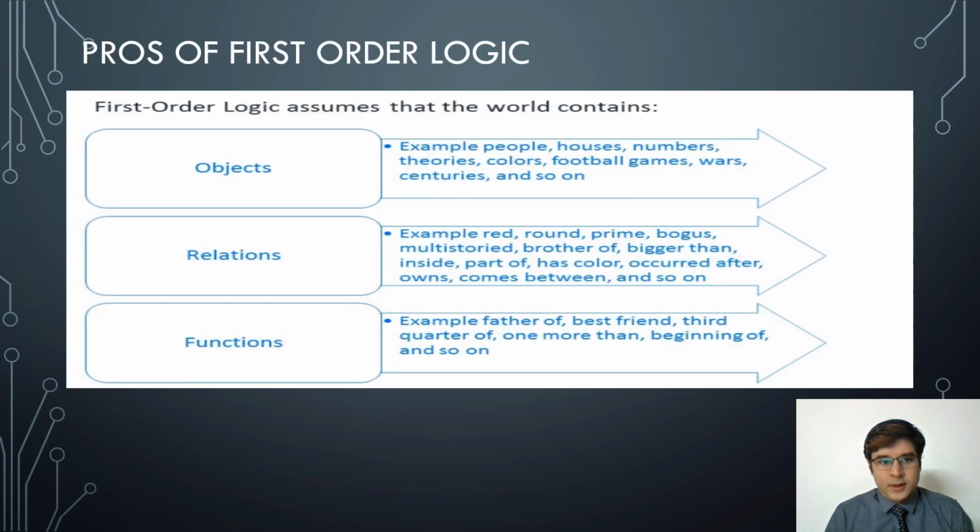Advantages of first order logic: it assumes that the world contains objects, for example, people, houses, numbers, theories, colors, football games, wars, centuries, and so on. It also contains relations, for example, red, round, prime, bogus, multi-storied, brother of, bigger than, inside, part of, has color, occurred after, owns, comes in between, and so on. And finally, it contains functions. Examples can be father of, best friend, third quarter of, one more thing, beginning of, and so on.